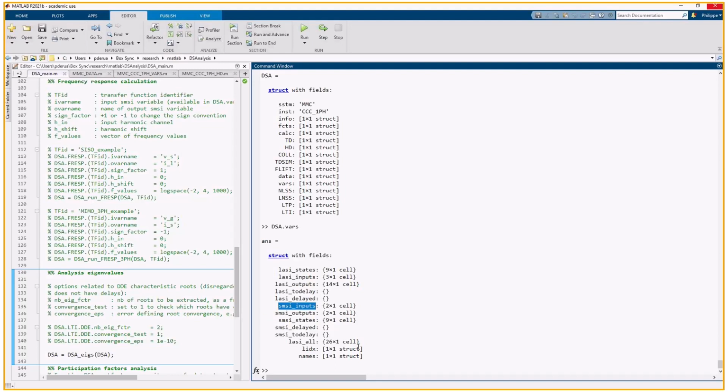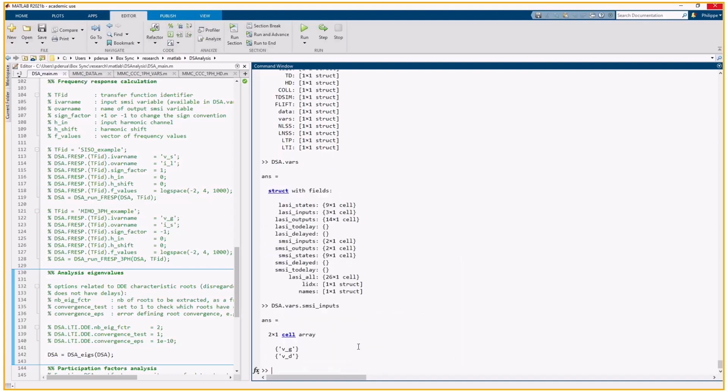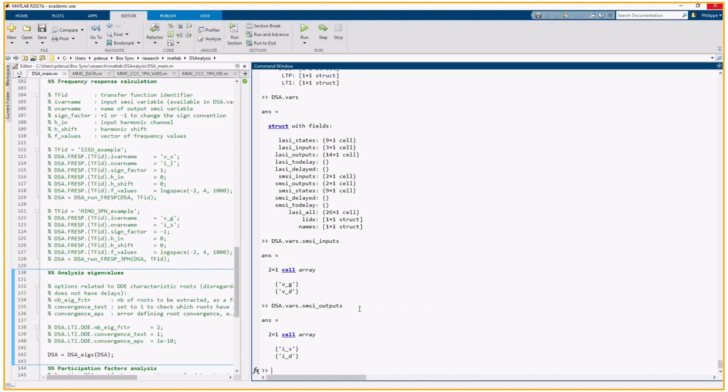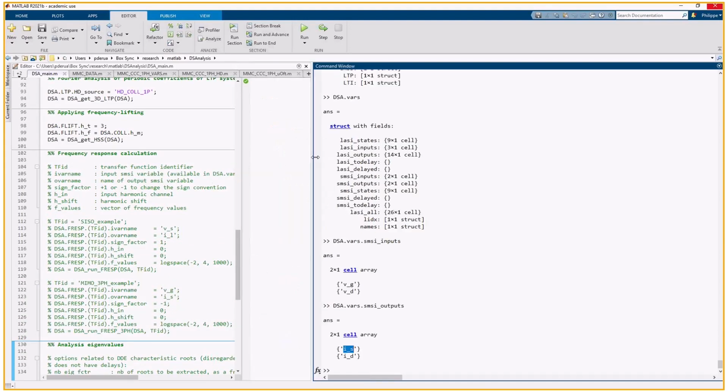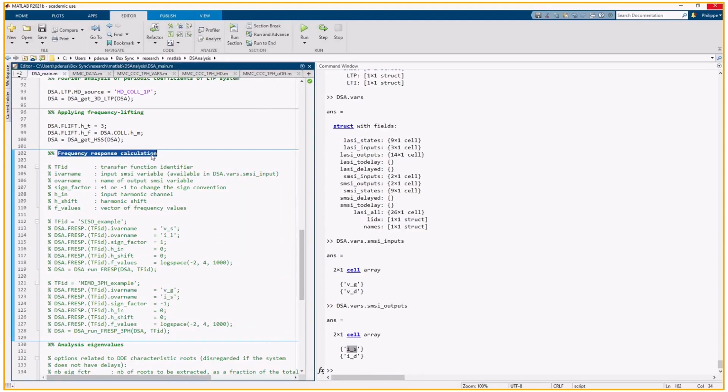Let's have a look at these. The inputs and the outputs. I would like to have an AC side, of course, single phase, because we are considering a single phase MMC, single phase frequency response from the alternating voltage to the alternating current. This is something that I can do with this part of the code, frequency response calculation.